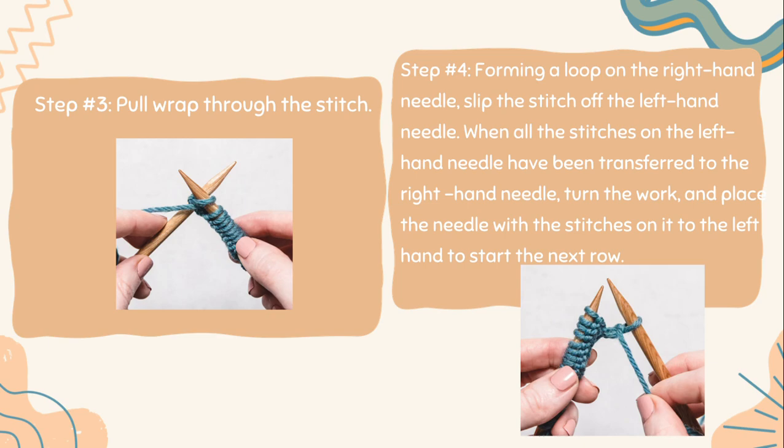When all the stitches on the left hand needle have been transferred to the right hand needle, turn the work and place the needle with the stitches on it in the left hand to start the next row. So those are the basic stitches in knitting.